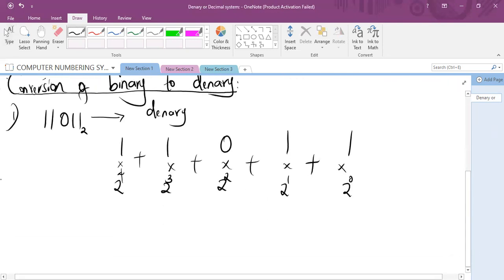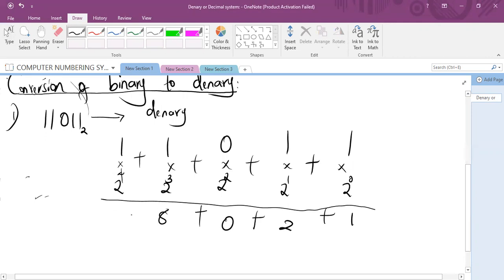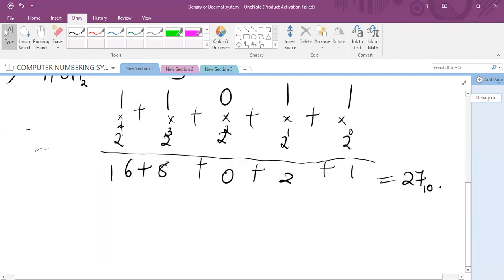So multiplying this, we get 1, 1, 1, plus 2 raised to power 1. This is 2, plus 0, plus 8, plus this will give 16. So adding this all up, we're going to get 27, which is in denary form, hence it's to the radix or base of 10.